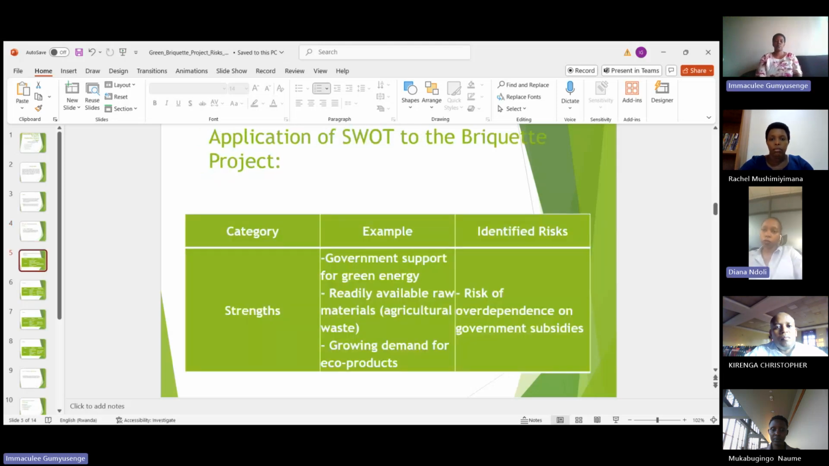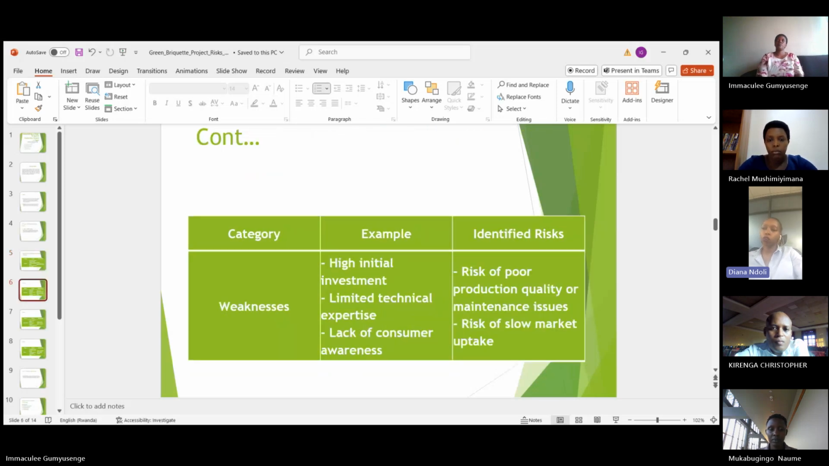Starting with strengths, the first strength we have is government support for green energy. The second is readily available materials, which are agricultural wastes. Another one is growing demand for eco products. The risk identified from this is the risk of dependence on government subsidies. We depend so much on support from the government that it may cause risk to our project.